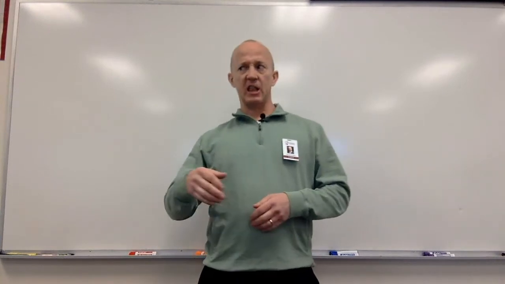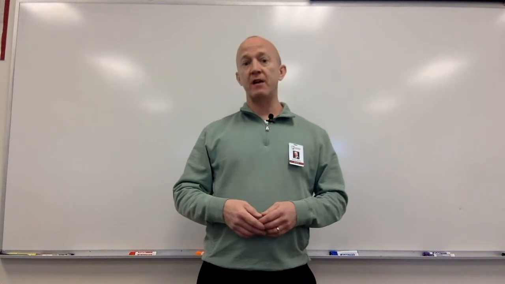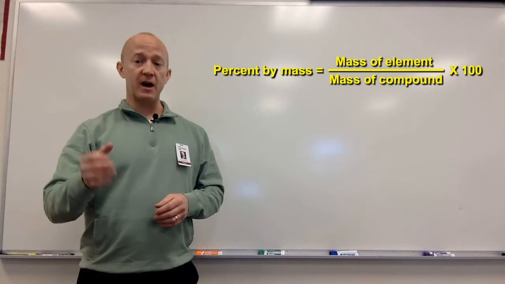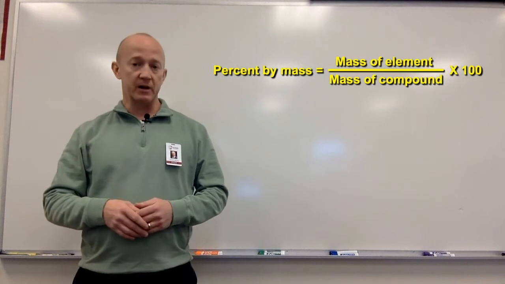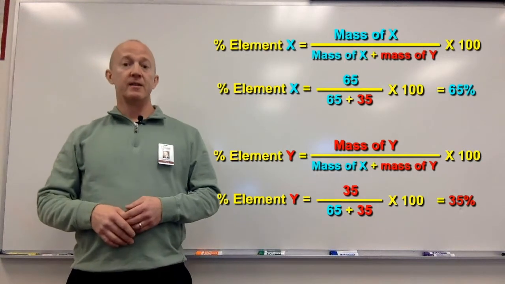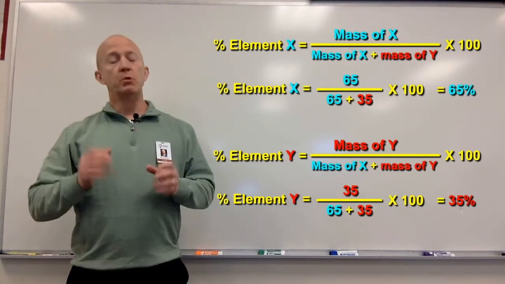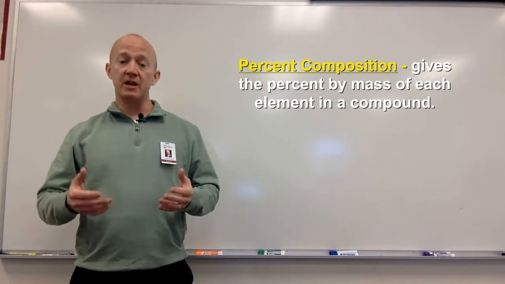Let's say we have a 100-gram sample of a compound that has element X and element Y. Through experimentation, it's found that there are 65 grams of element X and 35 grams of element Y. The percent by mass of any element in a compound can be found by dividing the mass of that element by the mass of the entire compound and multiplying by 100. So in the case of our imaginary compound with elements X and Y, we would say that there's 65% element X there and 35% element Y.